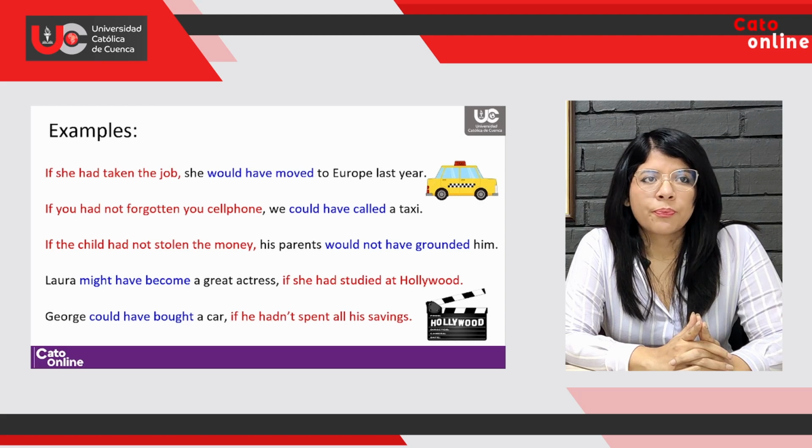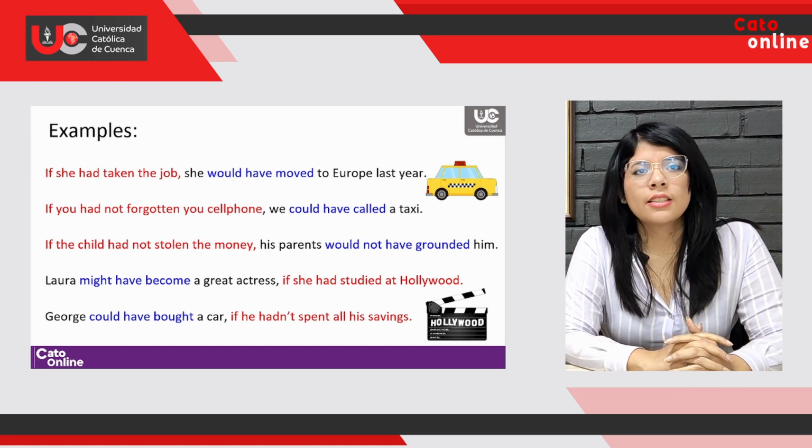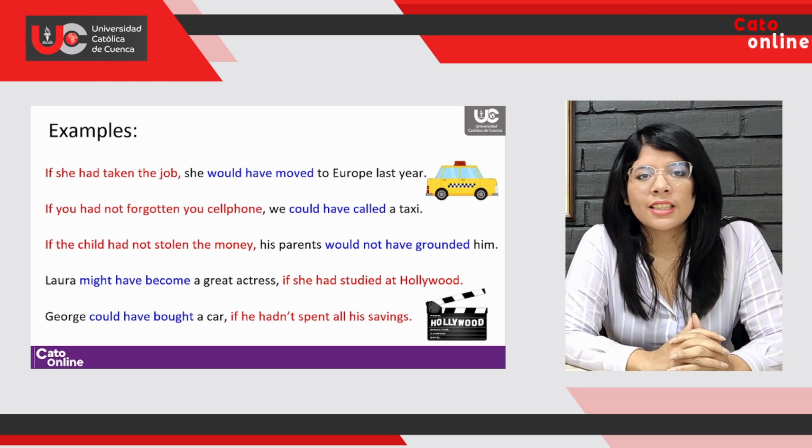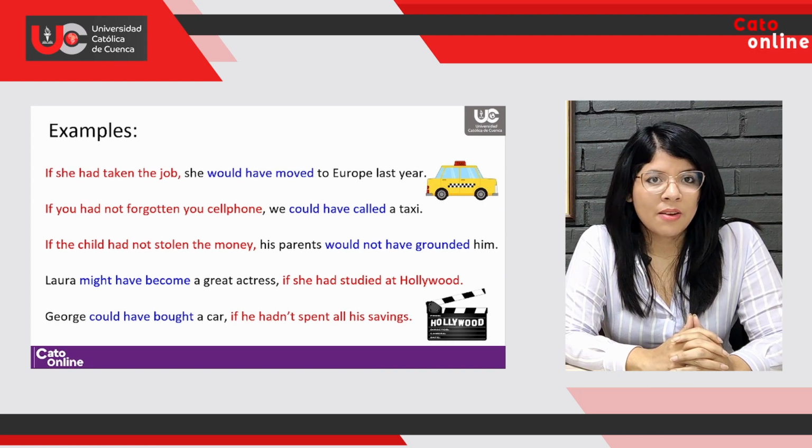Another example is going to be, if the child had not stolen the money, his parents would not have grounded him. Again, this is an example of a sentence that has the hypothetical condition at the beginning. If the child had not stolen the money. And then the result, a hypothetical result. His parents would not have grounded him. See how in this example, both parts of the sentence have negative statements. Had not stolen and would not have grounded. Okay? Then we have another example.